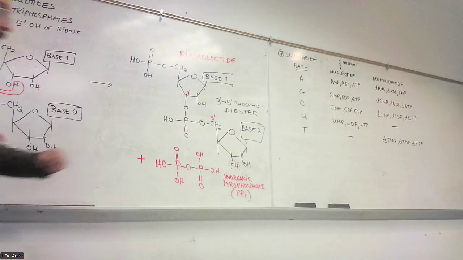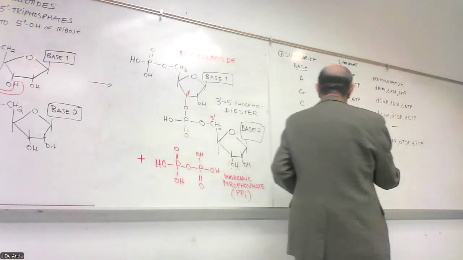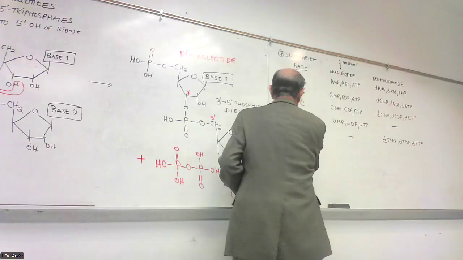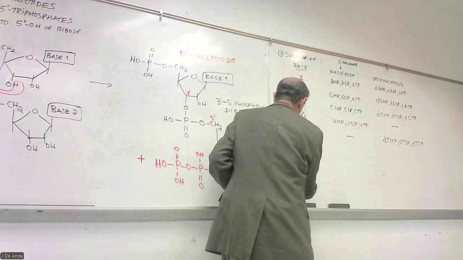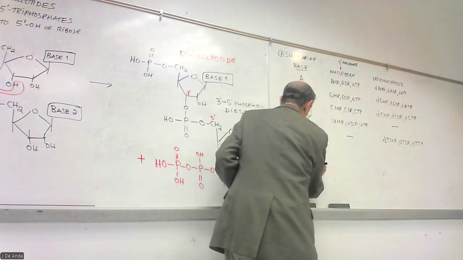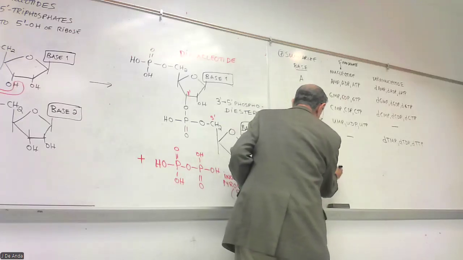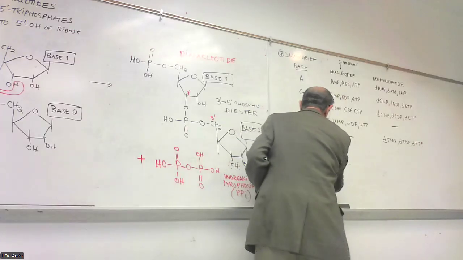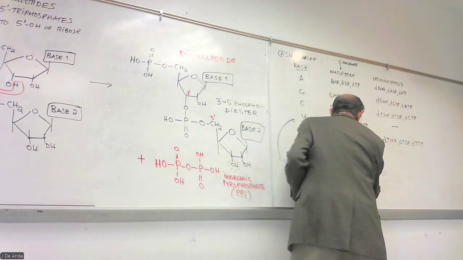Okay. So again, to notify this, U is used for RNA. T is used for DNA.